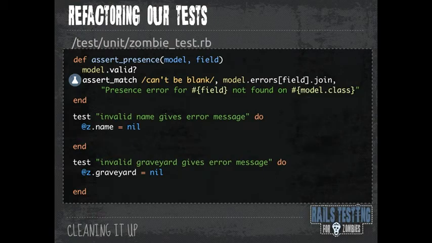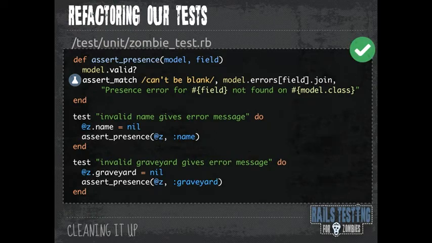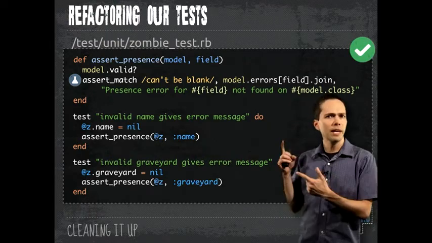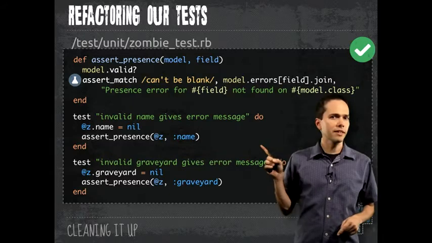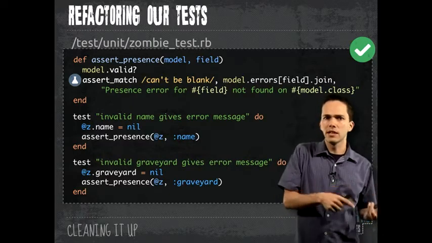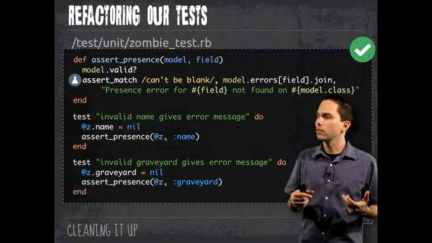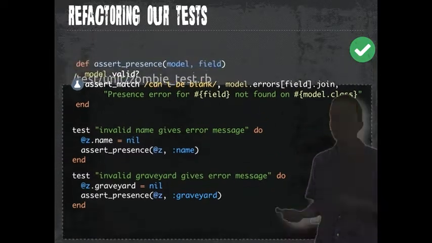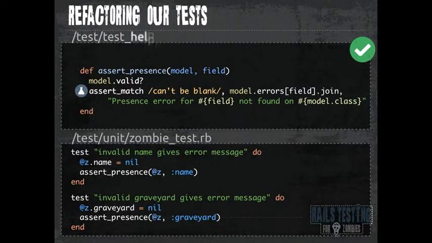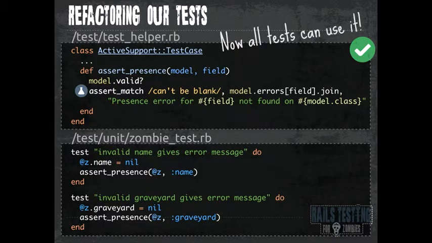Then in our tests, all we have to do is call that method, assert_presence for z, and then the name column, and then assert_presence z, and then the graveyard column. Sweet, we've refactored this code, but you may have noticed something. The way that we refactored this, it would be nice to be able to use this in other models that also validate presence and need to test against that. So instead of having it in the zombie test, let's move it up into the test helper. With this method in our test helper, we'll have access to it from any of our test files.